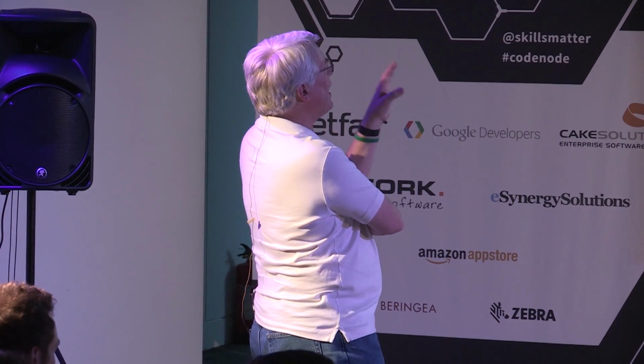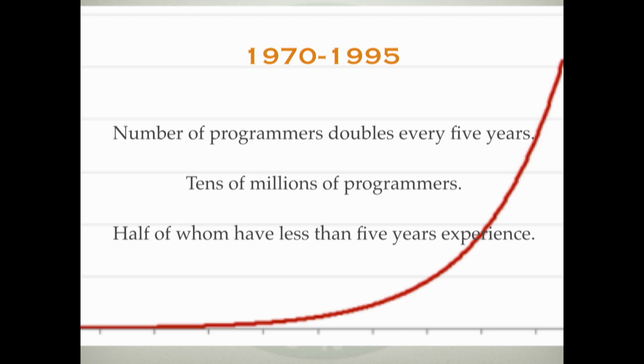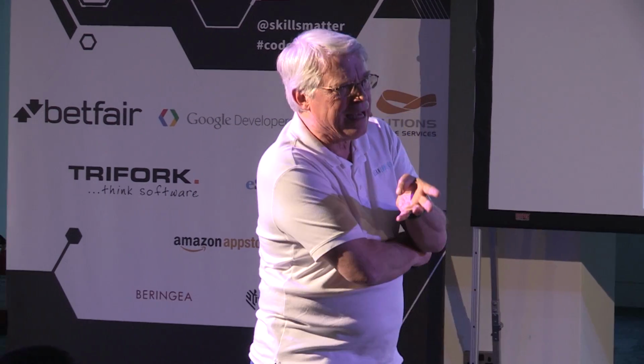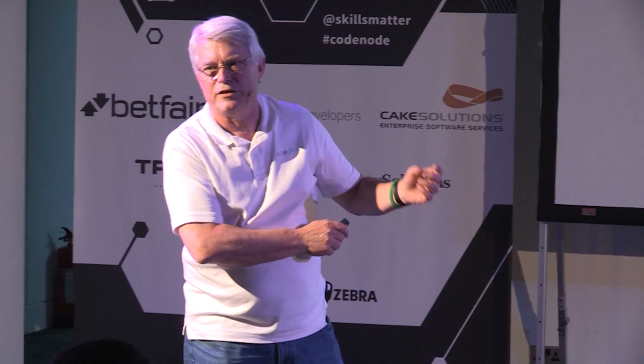Which means that by 1995 we have tens of millions of programmers, half of whom have less than 5 years' experience. If we're doubling every 5 years, then we always have half the programmers with less than 5 years' experience, which leaves our industry in a state of perpetual inexperience. We cannot escape from this as long as we are doubling every 5 years.